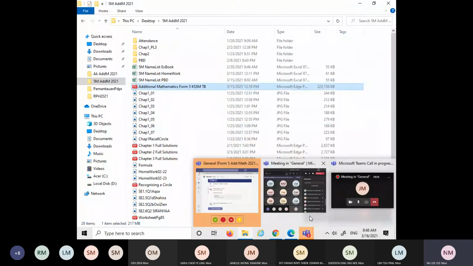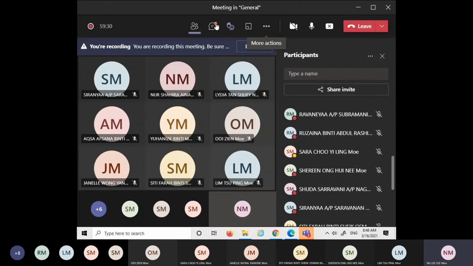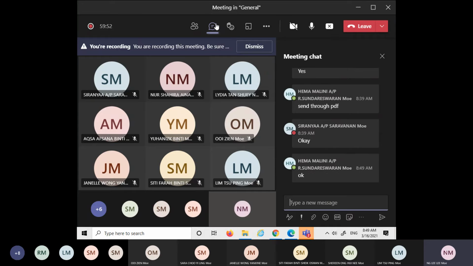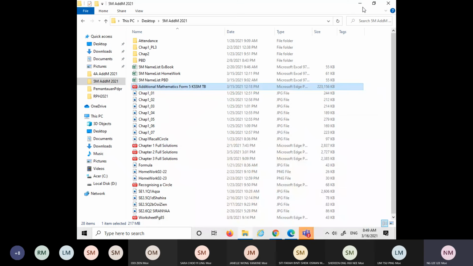Someone say something? Yes, send through PDF. I just take photo only. Is it okay? Take photo and then send through WhatsApp. Is it okay? Emma? Okay, come, we look at the calculator.